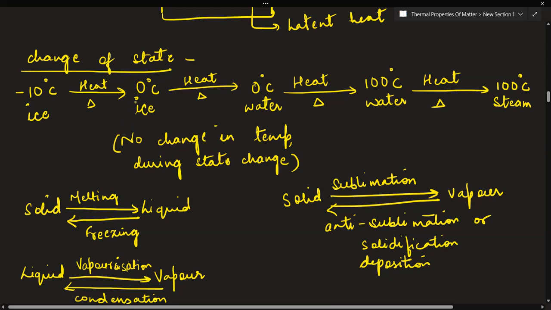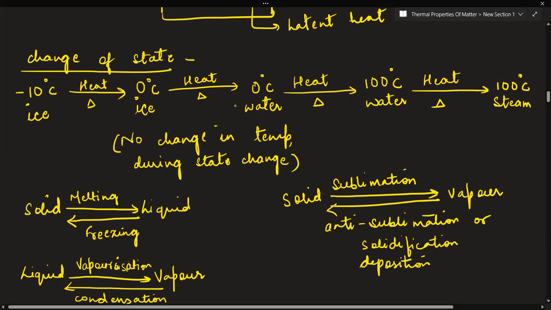Now since ice is at its freezing point, that is 0 degrees Celsius, no more temperature can be changed of ice. So what will happen? The ice will change its state from being solid to being liquid, that is water. So now 0 degrees Celsius of ice will convert into 0 degrees Celsius of water. So is it a change of temperature or is it a change of state? Change of state.